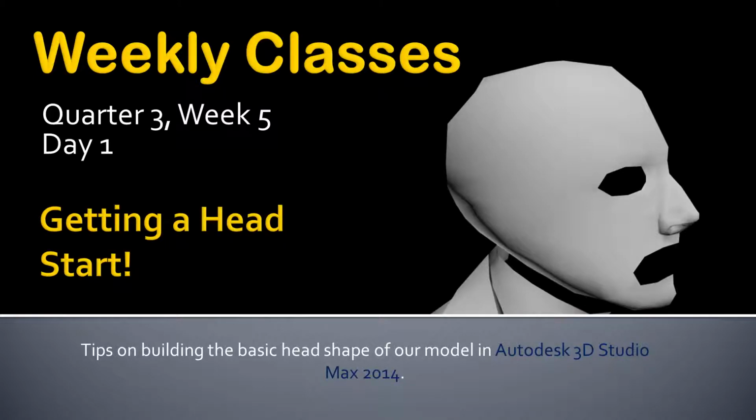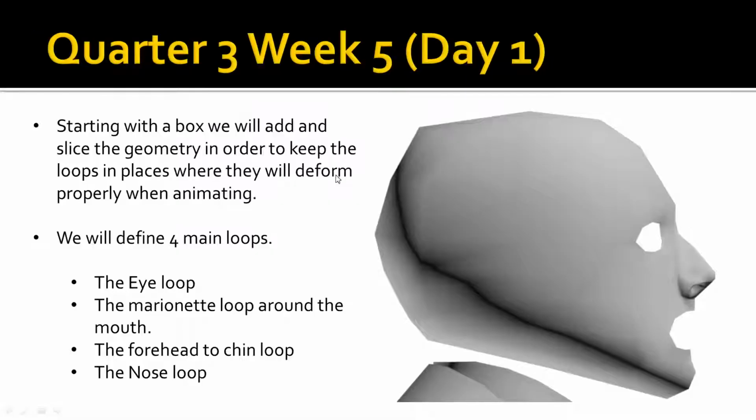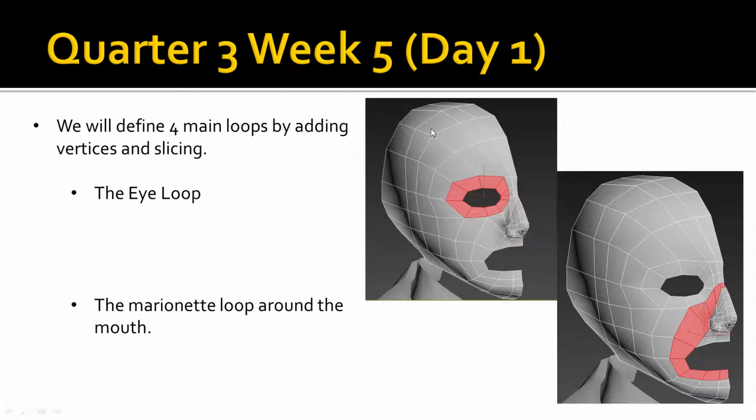We will be getting a head start today. Yep, we're going to start modeling the head. We're going to start with a box and keep adding some loops and try and define 4 main loops in the face. Now, because of the way our face muscles work, we want to make sure that our topology, which is how our edges and vertices lay out, are in a very specific system.